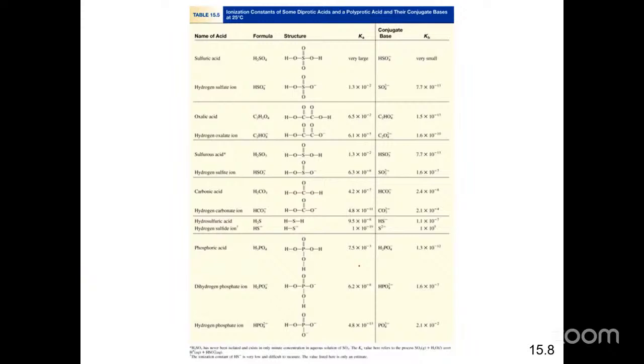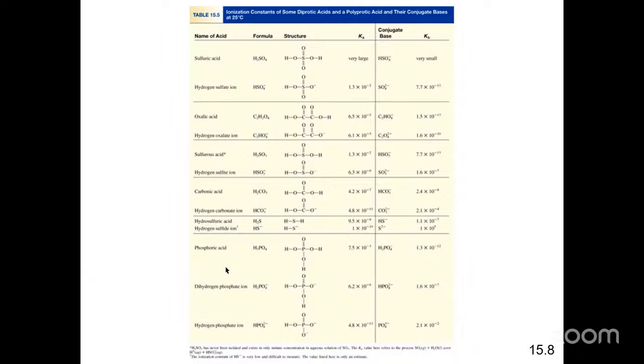So this is basically another list of acids. Let me see what's happening here. I think what they have done is arrange them in order of increasing strength going from bottom to top for weak acids. So sulfuric acid. We all know sulfuric acid is a very strong acid. So therefore its Ka value is very large. And then when it comes to the conjugate base of that, it's very small.